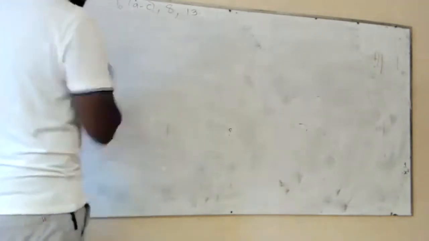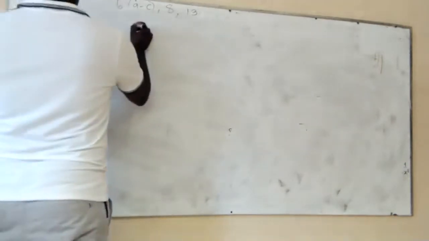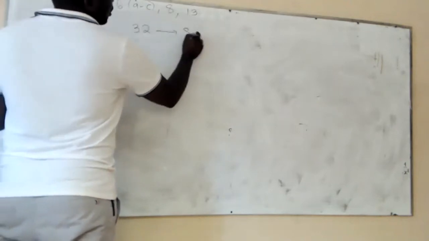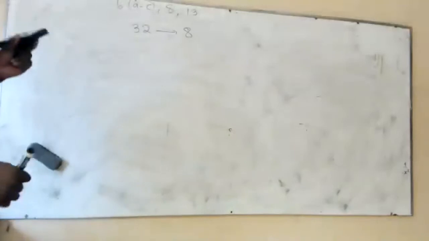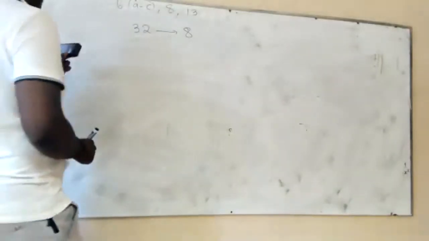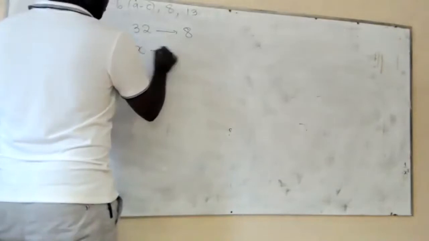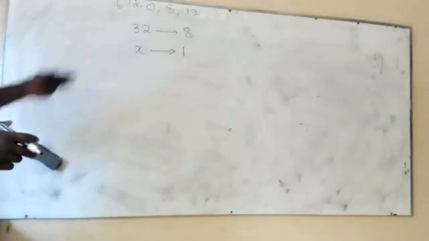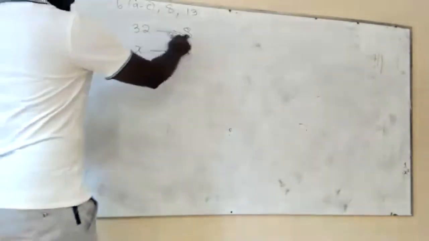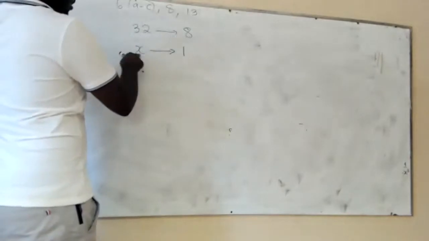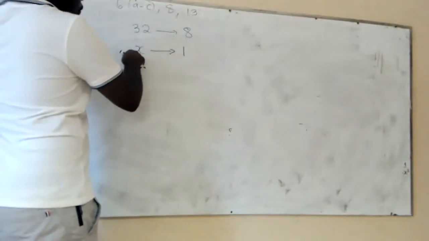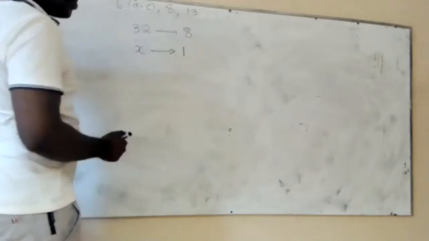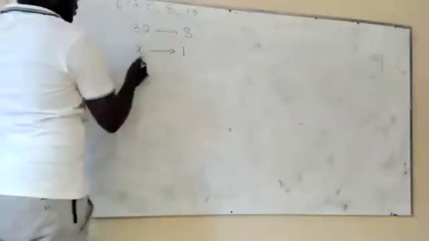So this is how you attend to these questions. This company produces 32 tablets in how many hours? We are told they produce 32 tablets in 8 hours. So now we want to find out the number of tablets they produce in 1 hour. This is how you structure it. As simple as that. So it's 32 tablets in 8 hours, and we want to find out the number of tablets this company produces in 1 hour.